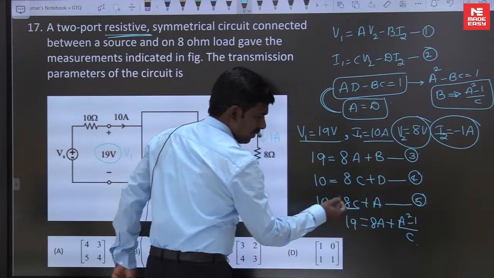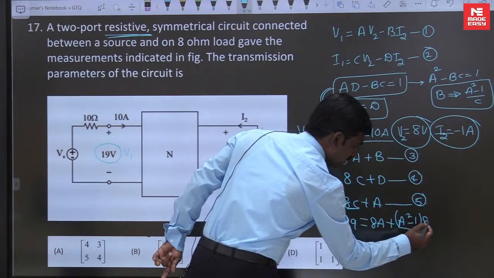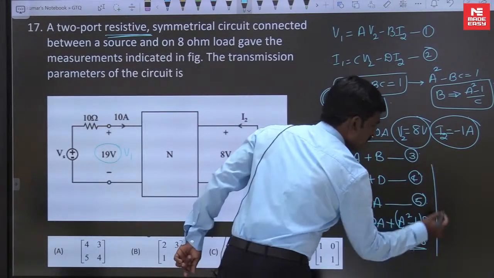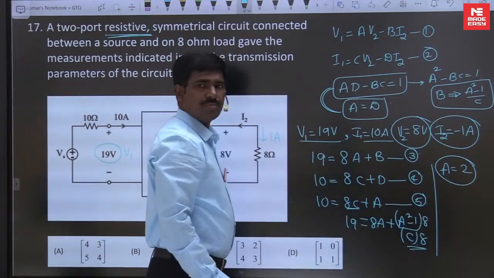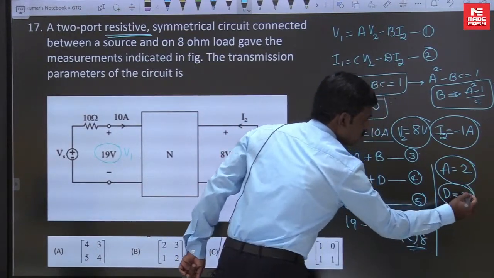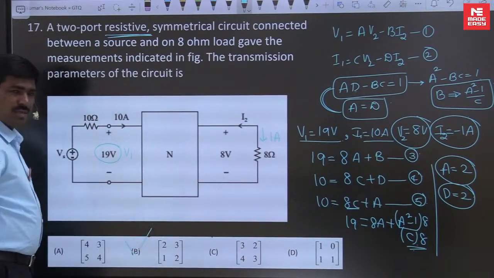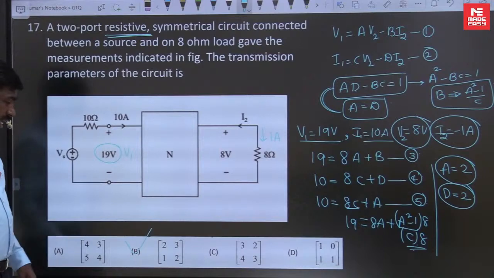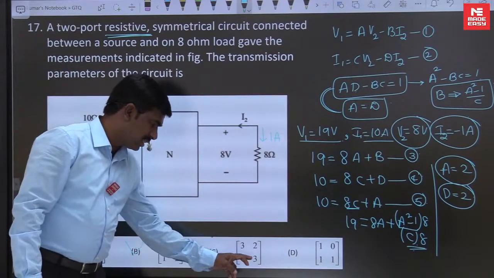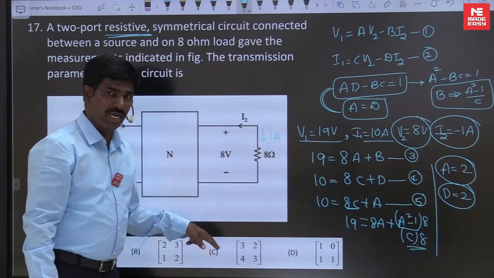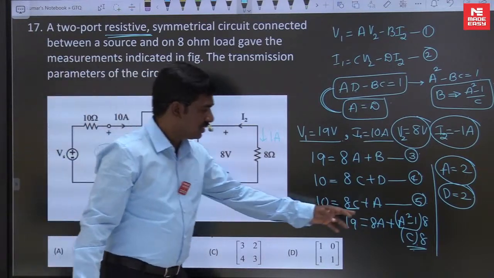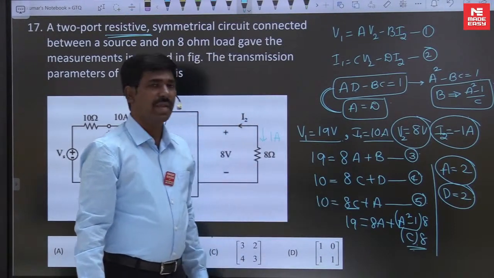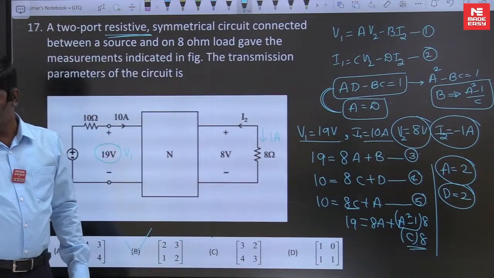Here 8C can be written as 10 minus A. So multiply and divide by 8, and in place of 8C substitute 10 minus A. You get the value of A equal to 2 after simplification. A and D are both the same, D is also 2. Based on reciprocity, AD minus BC is 16 minus 15, which is 1. It is reciprocal and symmetrical. Then substitute to find the C value: from A square minus 1 by C for B, and C is equal to 10 minus A by 8. So option B is correct. Okay, right.